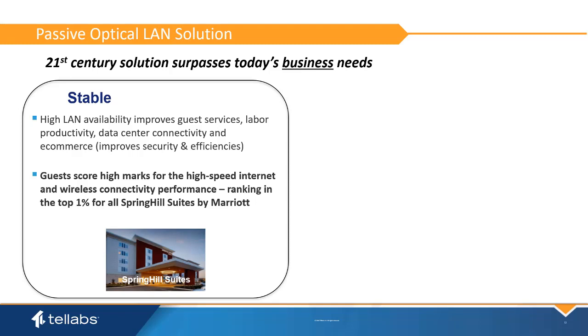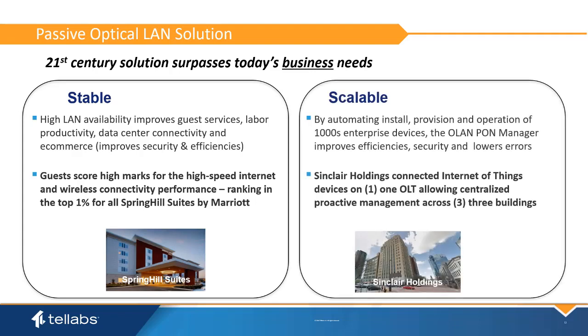wireless connectivity. We installed a passive optical LAN at Sinclair Holding that had hundreds of thousands of IoT endpoints. By having this centralized architecture and centralized management, they only had to install one OLT in one data center, and it actually served three downtown buildings in Fort Worth, Texas. That saved them great savings relative to OpEx.